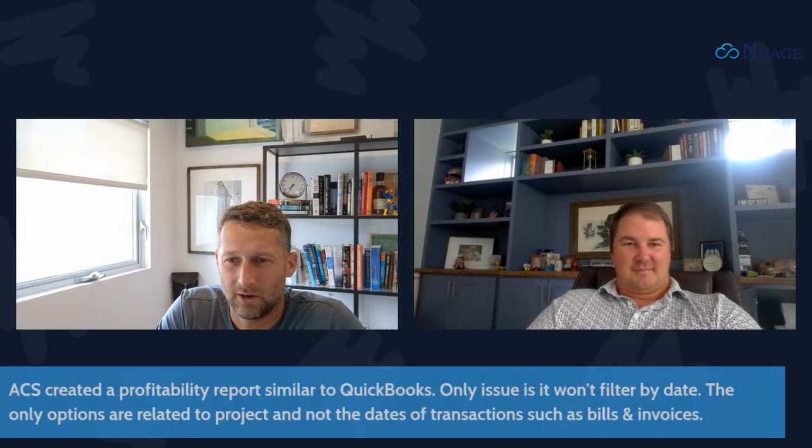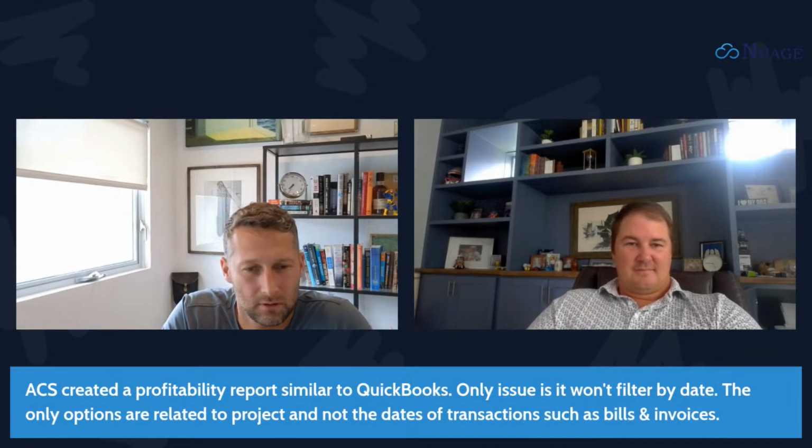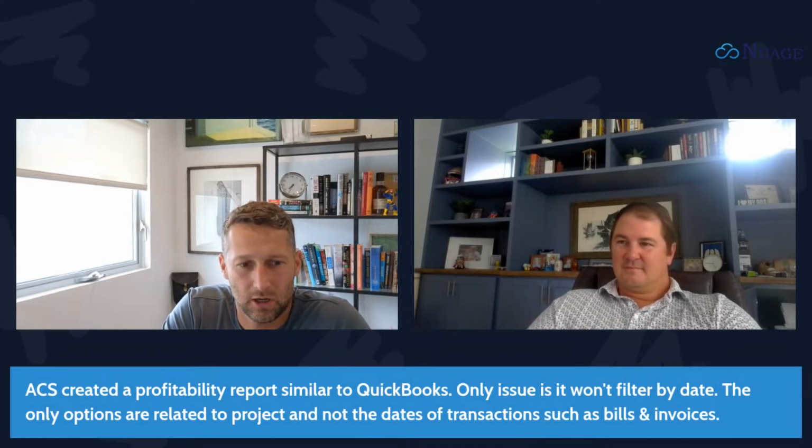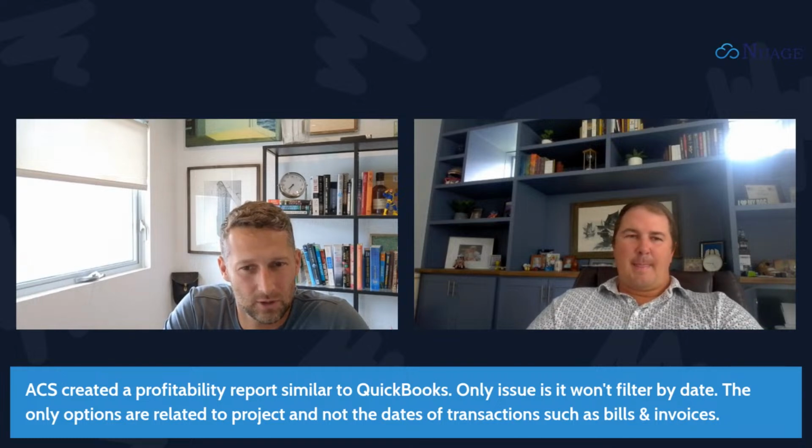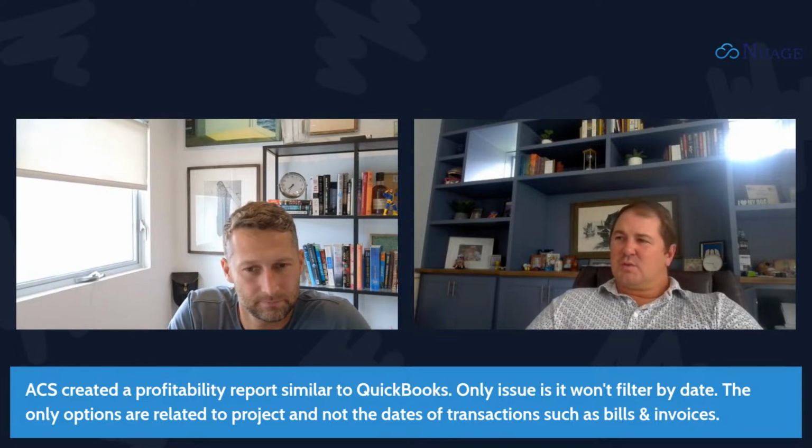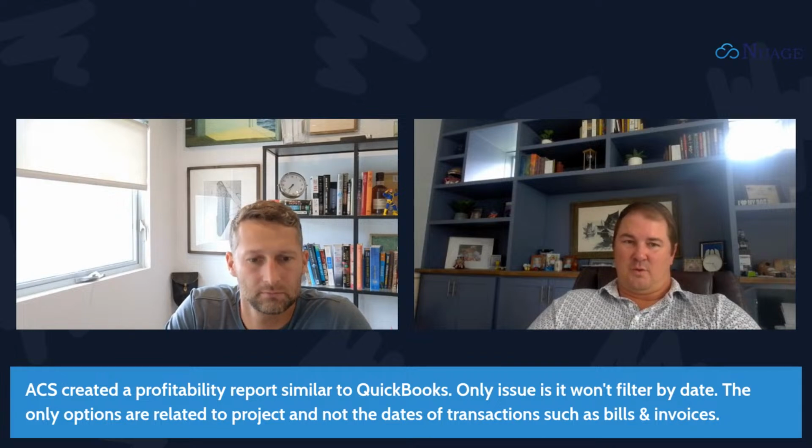Absolutely. All right, so we've got a question here on a profitability report, similar to QuickBooks. The issue is it won't filter by date. The only options are related to the project, not the dates of transactions such as bills and invoices. Not sure I fully understand this question, but I wasn't sure if this was built off of the project report created. It sounds like it might be a saved search or something to that effect, or a custom report.